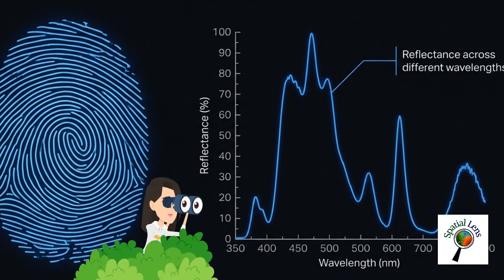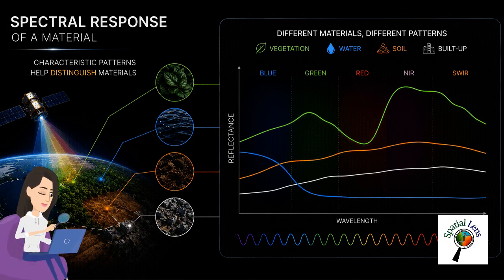Now, why is it called a signature? Think of it like a fingerprint. A fingerprint has a characteristic pattern that can help distinguish one person from another. Similarly, the spectral response of a material can contain characteristic patterns that help distinguish it from other materials.